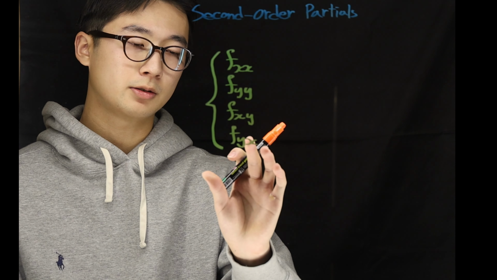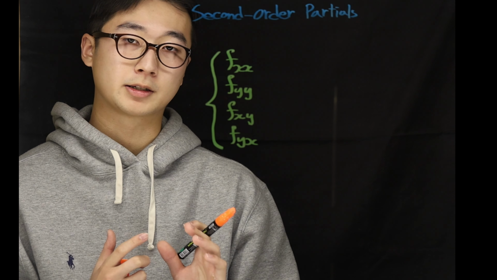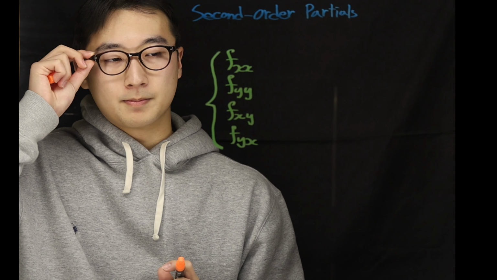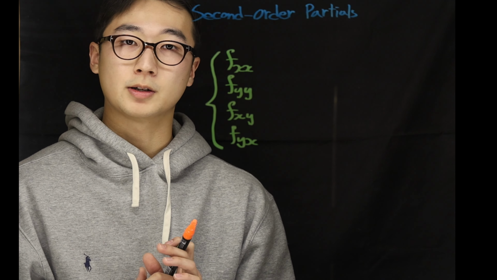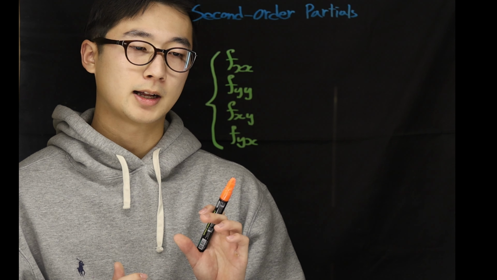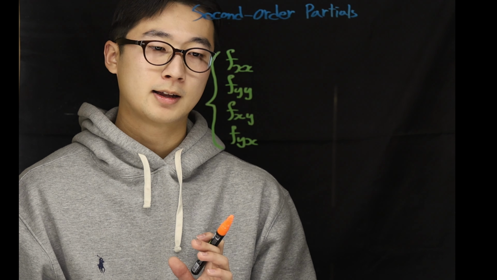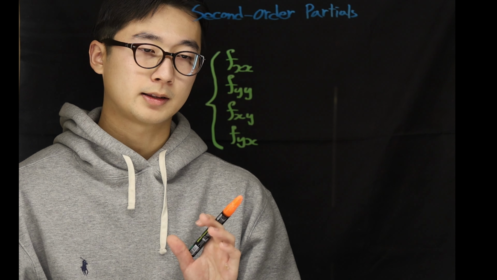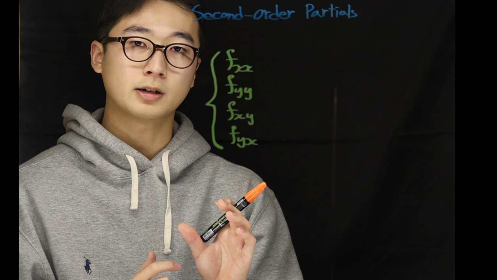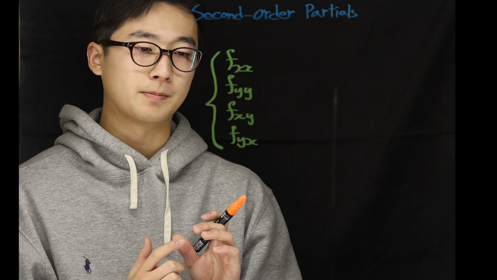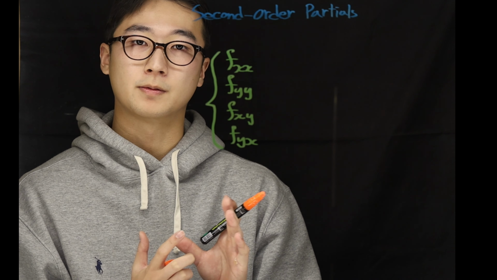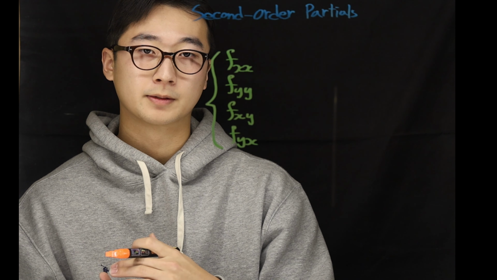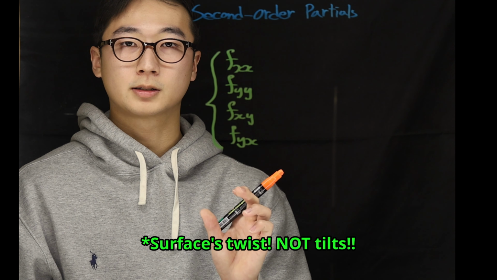While the last 2 are what is called mixed partials. People often get a bit confused when it comes to mixed partials, but it's not that complicated. It's actually kind of simple. Mixed partials measure how curvature in one direction affects curvature in the other. So it's about surface tilts.